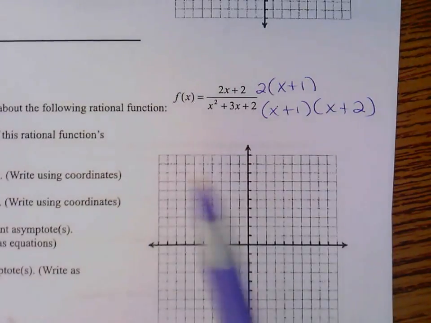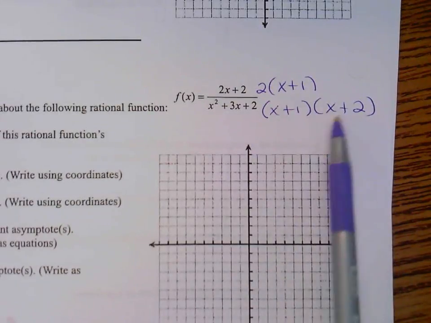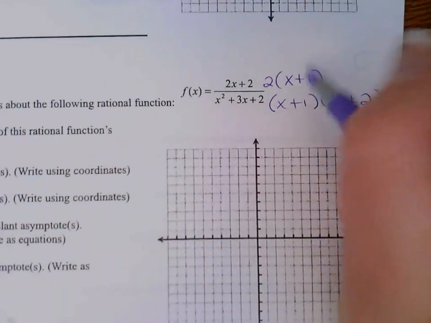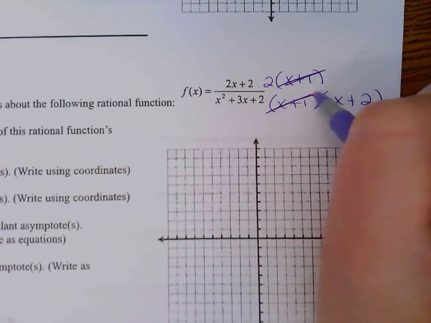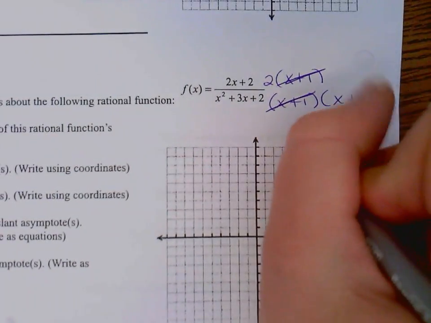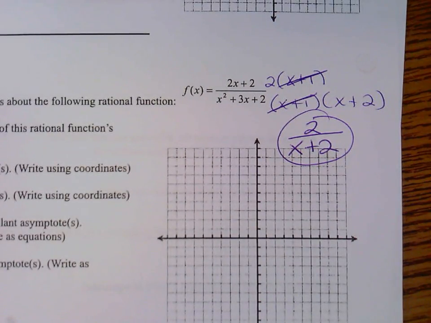Factored out a greatest common factor, and I figured out the diamond method, basically. What are the factors of 2 that add up to 3? So x plus 1 cancels. My new rational function is just this, 2 over x plus 2. Yeah, that's it, I think. Number 4.